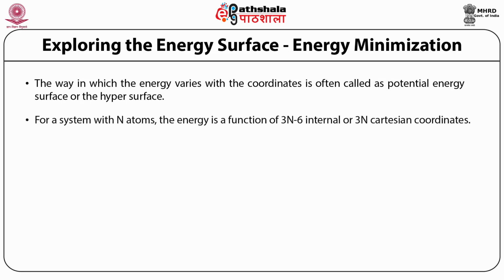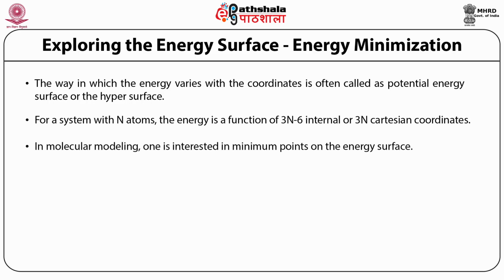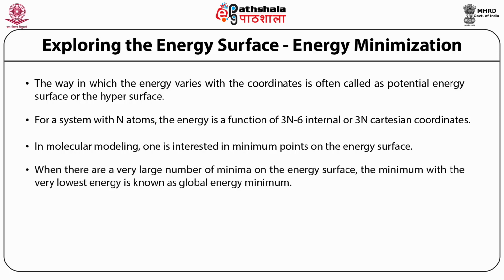For a system with n atoms, the energy is a function of 3n minus 6 internal or 3n Cartesian coordinates. In molecular modeling, one is interested in minimum points on the energy surface. When there are a very large number of minima on the energy surface, the minimum with the very lowest energy is known as the global energy minimum.